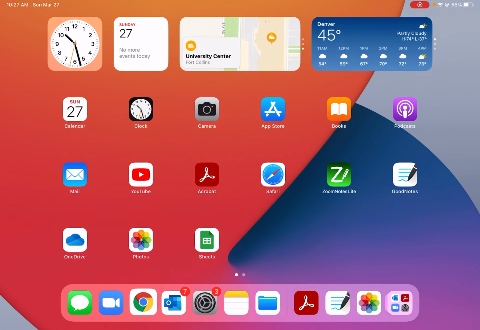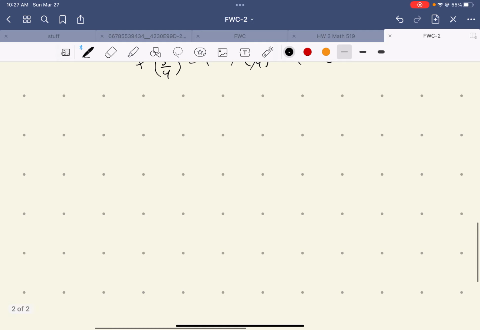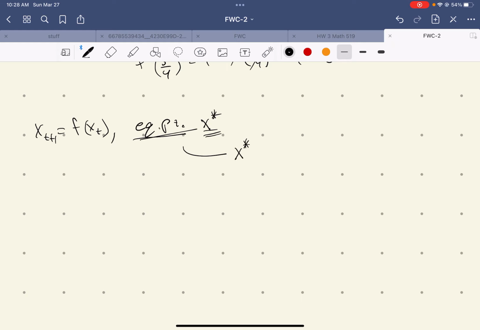Okay, so let's go ahead and write down the stability theorem. So what it says is, if you have some kind of updating function, x sub t plus 1 equals f of x sub t, and it's differentiable, and we're going to have some kind of equilibrium point. We'll call this x star, because that's what the book calls it. So x star is a point that satisfies, so what does equilibrium point mean? It means x star is equal to f of x star.